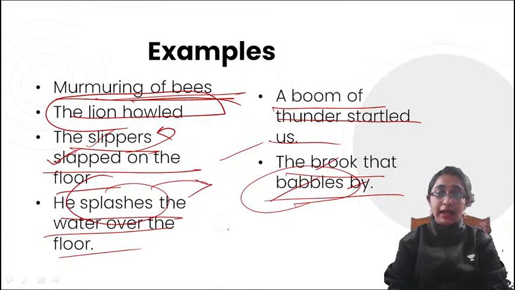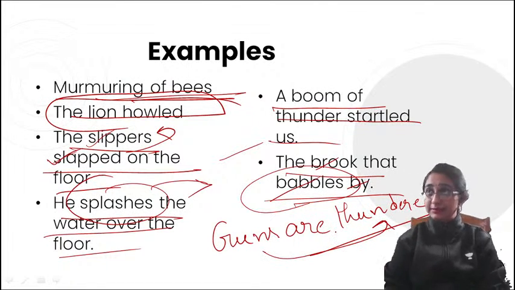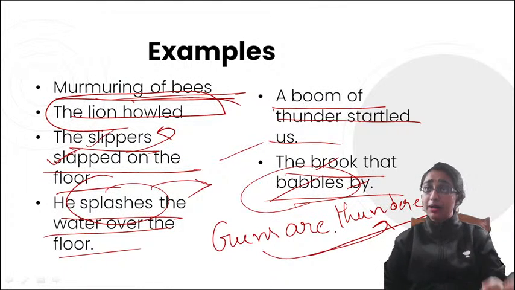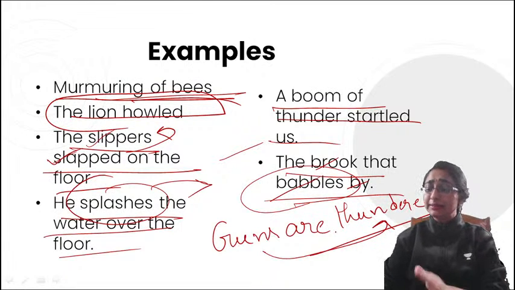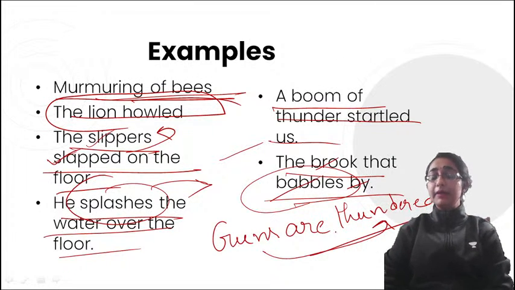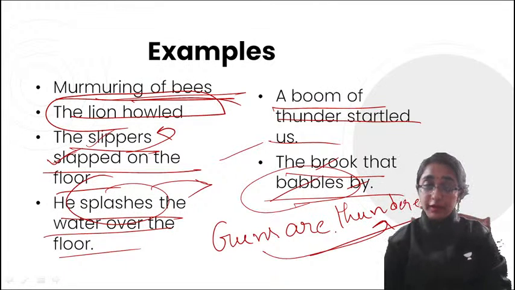If I say that guns are thundered, this is also an example of onomatopoeia because the sound of the rifle is given. Thundering guns, right? All these perfect sounds, which themselves explain the whole thing, are called onomatopoeia. Okay. So these three figures of speech are based on sound: pun, alliteration, and onomatopoeia.